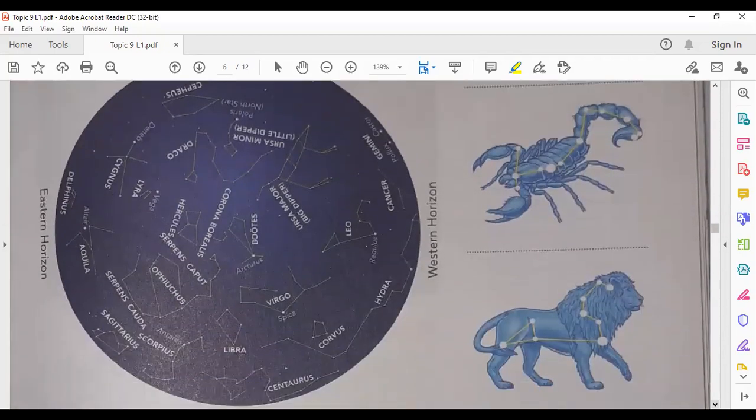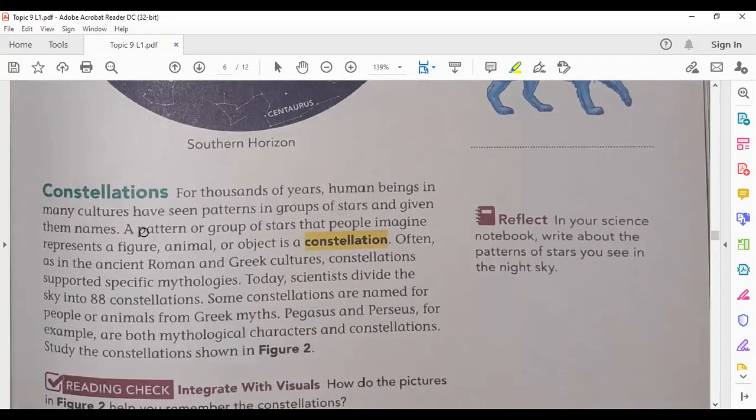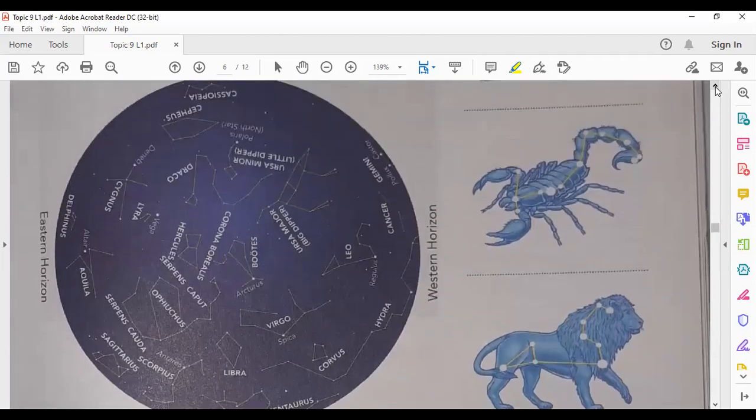Constellations. What are constellations? Constellations are a pattern or a group of stars that people imagine represents a figure, animal, or object. These are called constellations. Their names often come from the ancient Roman and Greek cultures. Their names are taken from the Greek mythologies and so on. These are some examples of constellations.